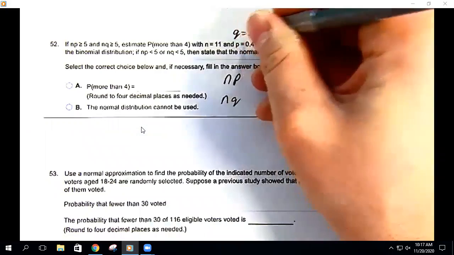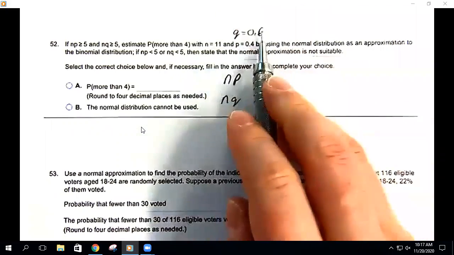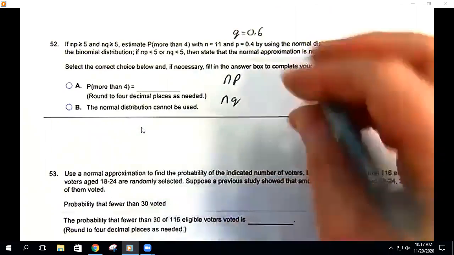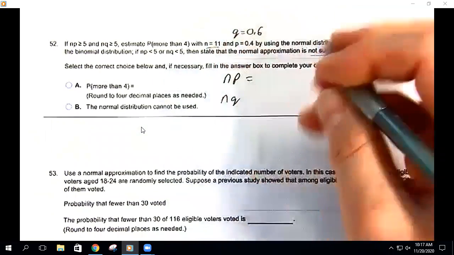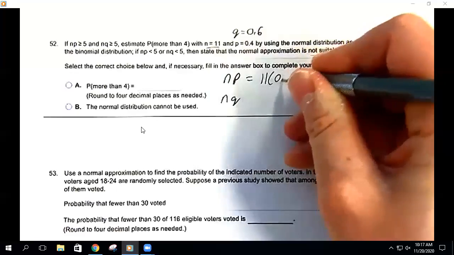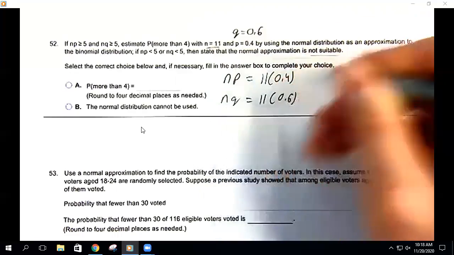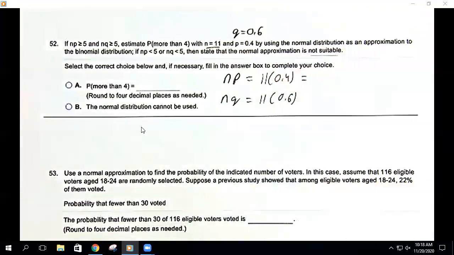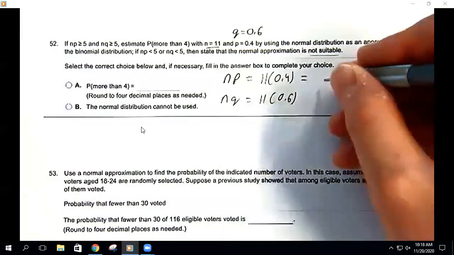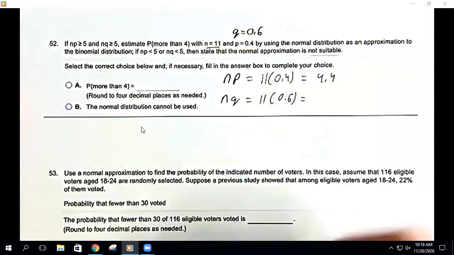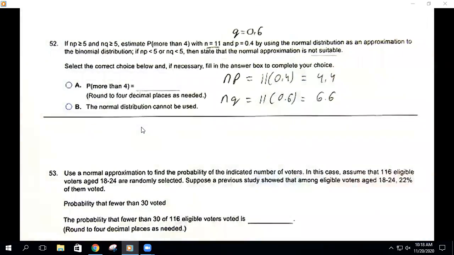Now, if they give us p, we can immediately write q. Those two numbers have to add up to 1. So if p is 0.4, then q is 0.6. N was stated as 11. So we'll take 11 times 0.4, and we'll take 11 times 0.6. For the first one, that's 4.4. And for the second one, that's 6.6.